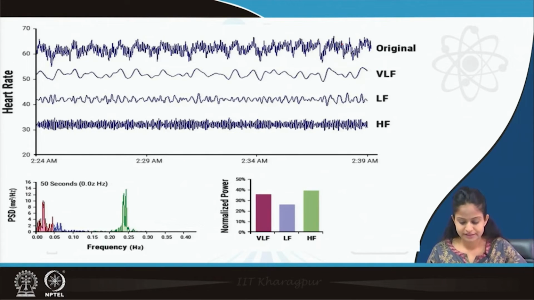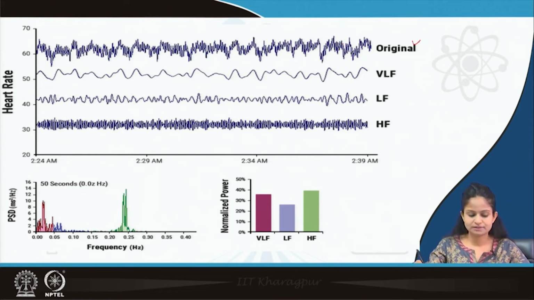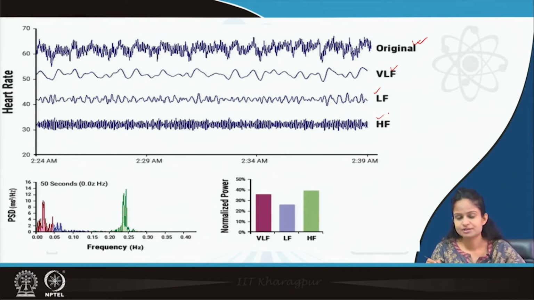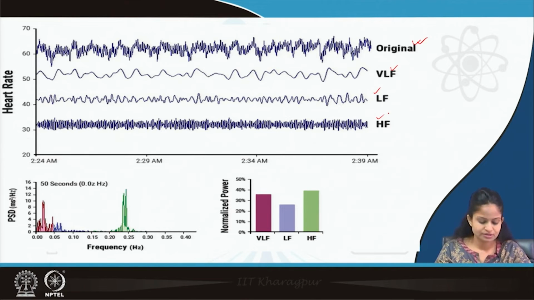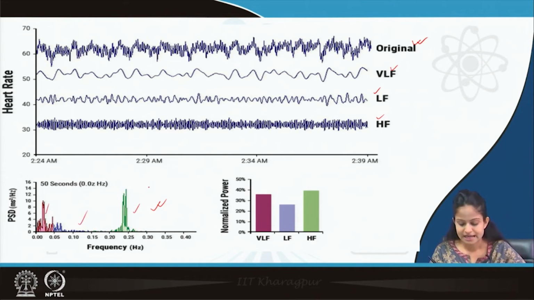So, this is the diagram which shows the decomposition of various components. You can see this is the original wave which we are getting, and this has been decomposed into VLF, low frequency and high frequency, because of the decomposition into various components, the quantification of various frequencies is done. And this is the power spectral analysis which consists of very low frequency and high frequency.